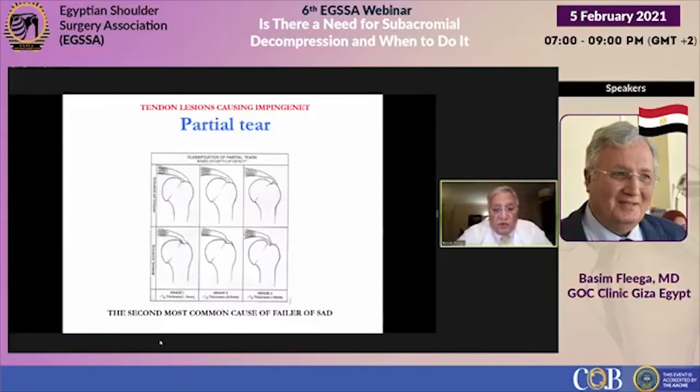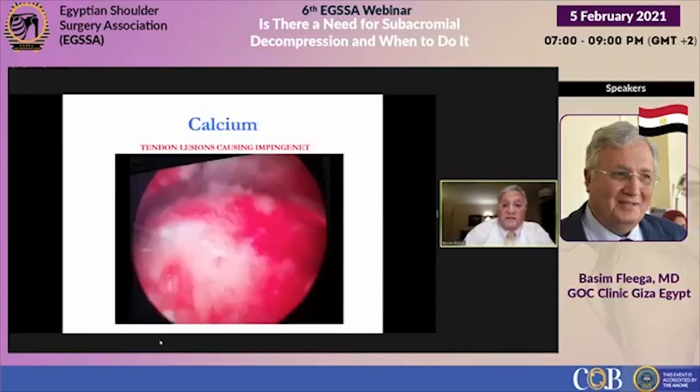Well, the second most common cause which we face in our clinic is the partial supraspinatus tear. After decompression, the pain persists, and the reason is that the partial tear is not dealt with while doing the decompression. Of course, for the treatment, we have to repair this lesion.